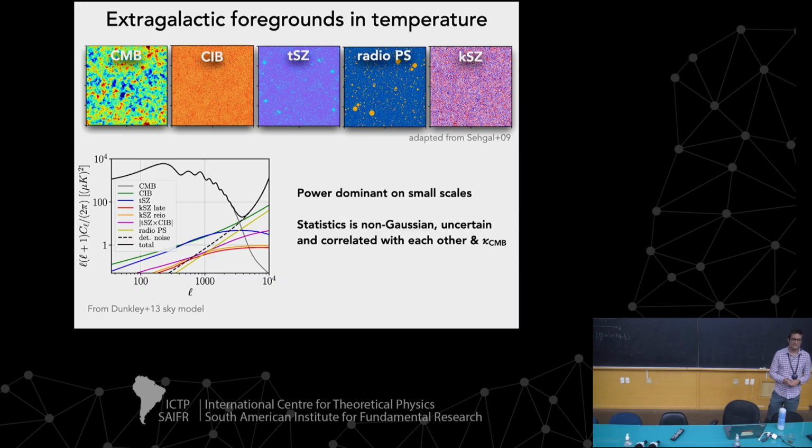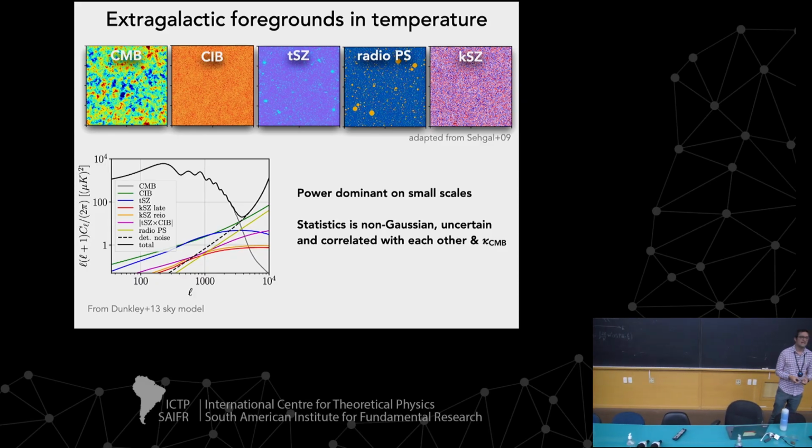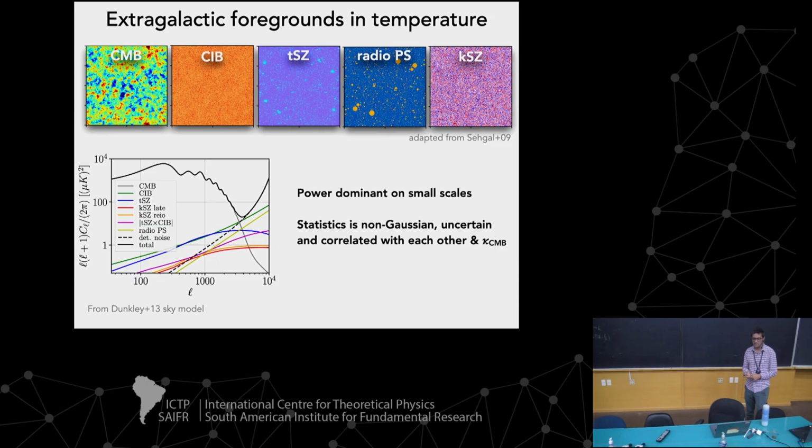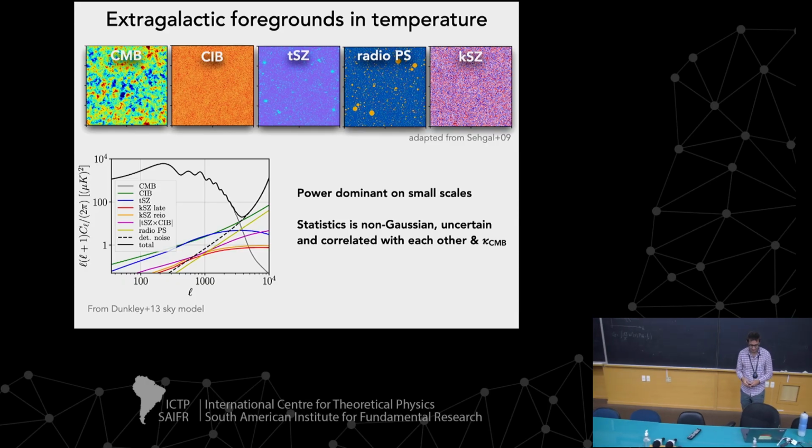Another challenge is that these foregrounds are typically non-Gaussian. So the primary CMB is very close to Gaussian as far as we can tell. These foregrounds are not, because they trace the large-scale structure and halos and galaxies in the universe, which are not a Gaussian field. Their modeling is often very uncertain because it involves a lot of astrophysics. Their frequency dependence can also be uncertain in certain cases. They're correlated with each other because they all trace the large-scale structure, and they're also correlated with lensing. So all this makes these foregrounds quite a big challenge.